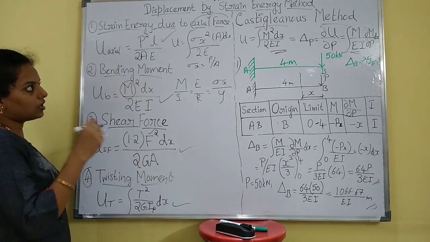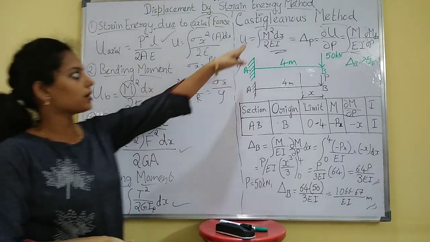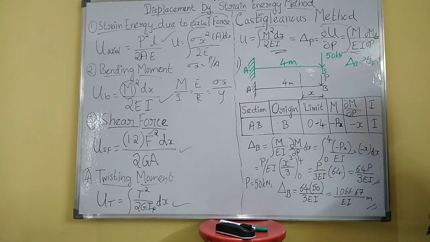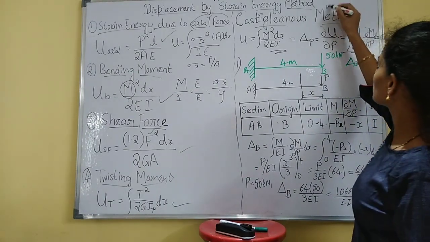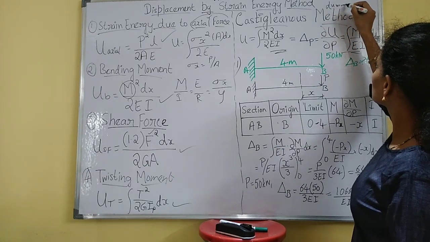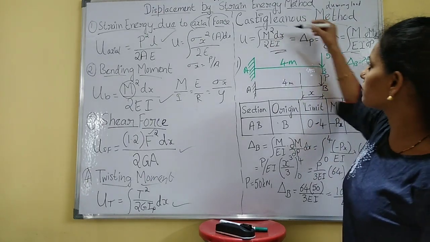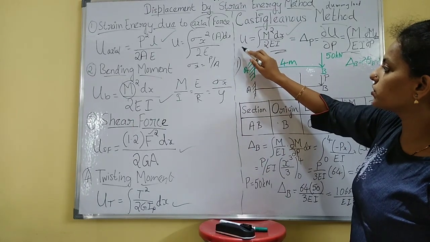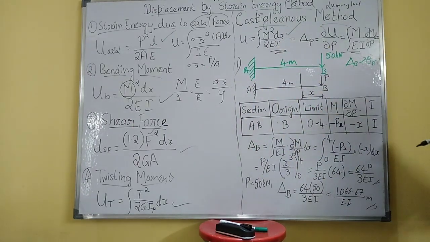Now we have various methods to find this displacement using these equations. The first one is the Castigliano's method, also known as the dummy load method. According to it, take the strain energy due to bending moment, that is M square dx by 2EI.